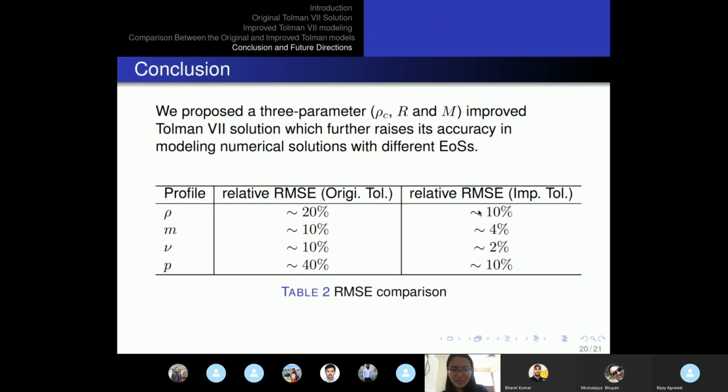So in conclusion, we just proposed a 3-parameter model, which further raises the Tolman VII solution's accuracy in modeling numerical solutions with different equations of state. And here you can see that the relative RMSE of the improved model has a generally better accuracy than the original Tolman model.